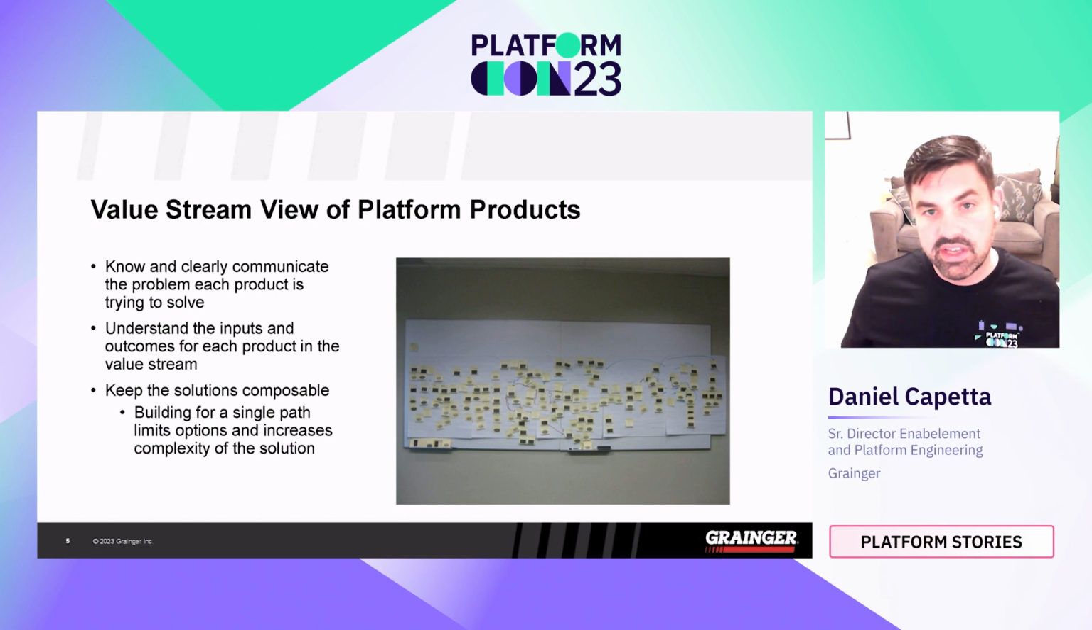In order to understand the right way to go about this, we leverage value stream map views of our platform products. For each product that we offer, we want to understand how it fits into the overall flow of our engineering teams so that we can clearly communicate the problem that that product's trying to solve rather than trying to solve for the whole in one shot.